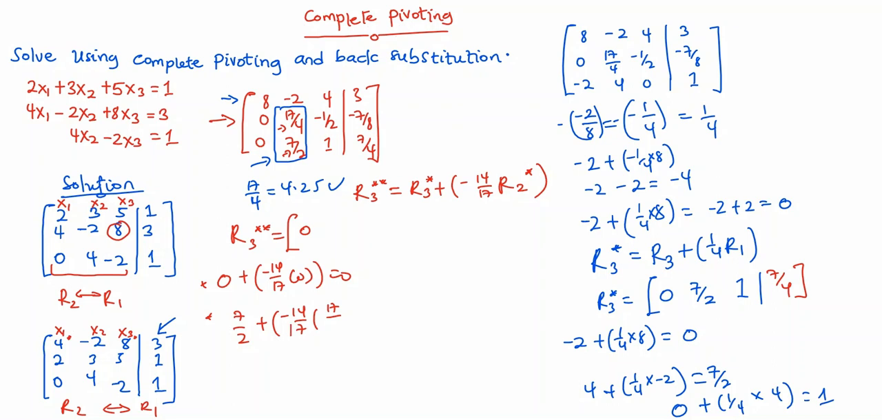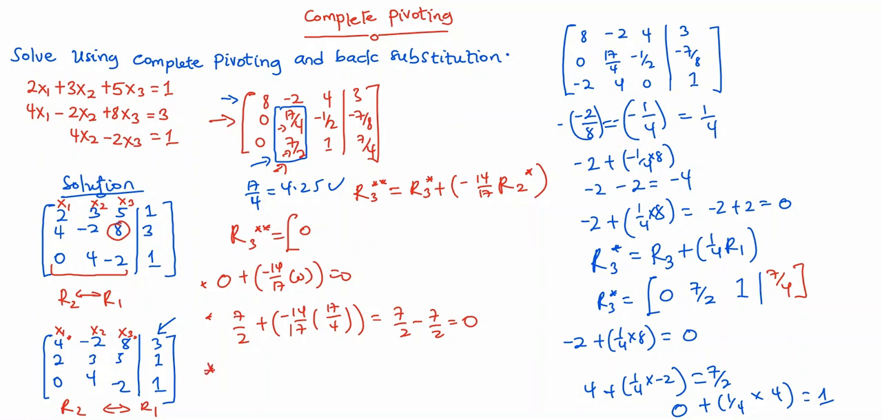14 on 17 multiplying 17 on 4. Alright, so let's do this. You're going to have 7 on 2 minus 7 on 2, and then this will give us 0, right? So I guess now you understand the reason why we negated the multiplier, the 14 on 17. We just want to make this entry 0. That's why we negated it. Sometimes you have to negate it to get your 0, so just take note of that.